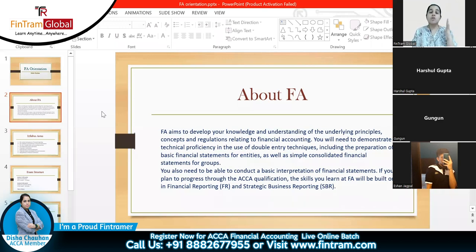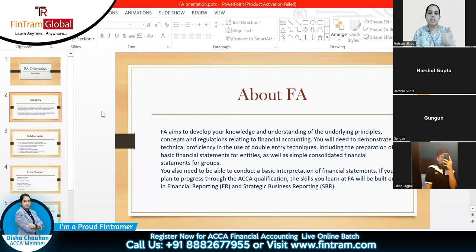When you reach your FR or SBR level, of course, again, the difficulty level is going to increase and it's going to contain many other elements to it. At this level, it's far more basic and pretty similar to whatever you've been studying in your 11th, 12th accounts. Just on that, a little bit more knowledge will be developed. But all in all, it still remains at a very basic level. When you reach your FR or SBR, that is the time when this is going to get more complex. At this level, it is still quite basic if you compare to your skill or professional level.